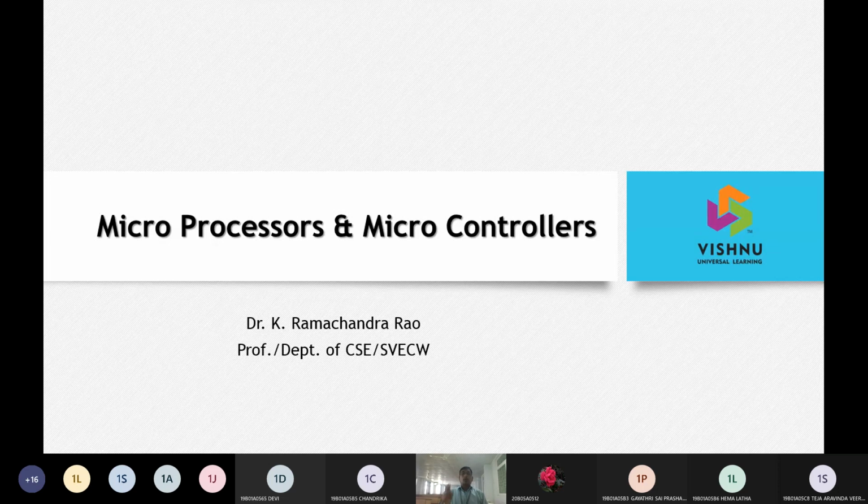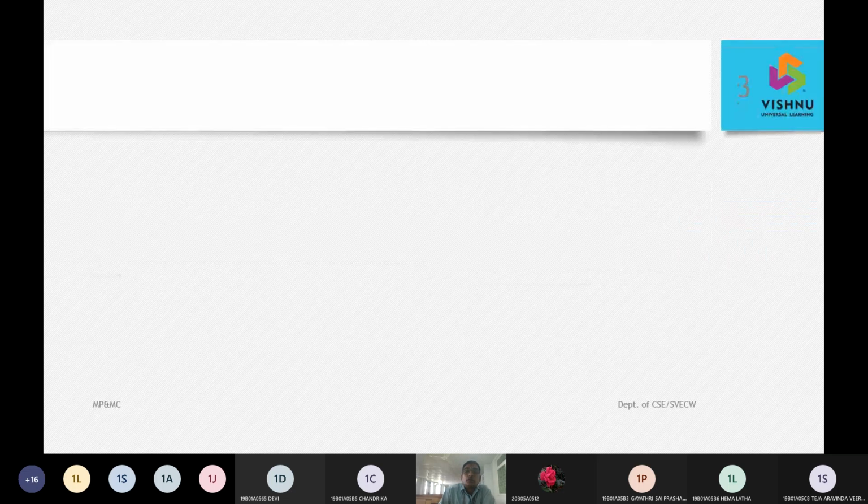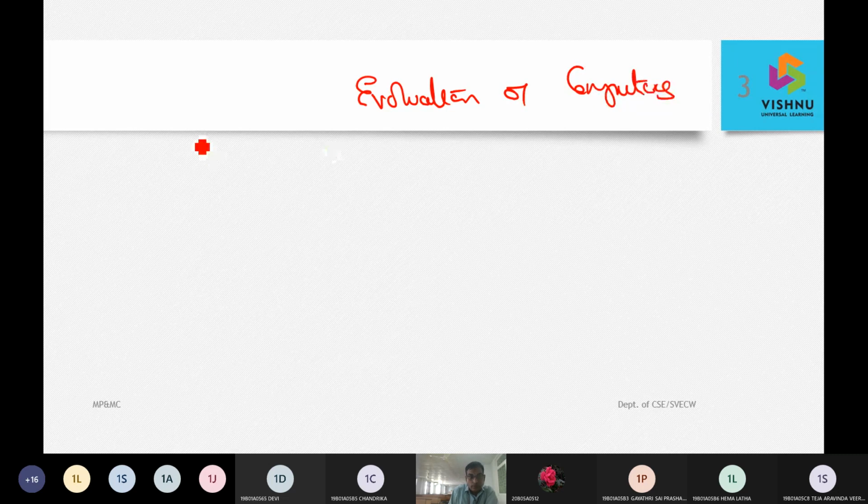So in this class, we will look into the basics towards the microprocessors and microcontrollers. So we begin with the introduction to microprocessors. When we talk about the introduction of microprocessors, first we should look at the way the evolution of computers has gone.